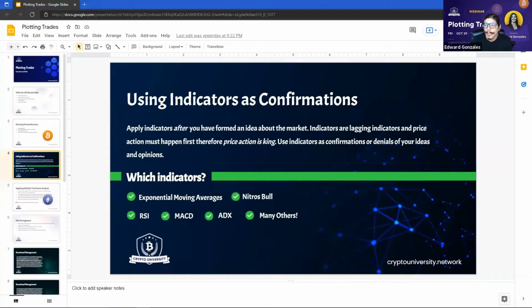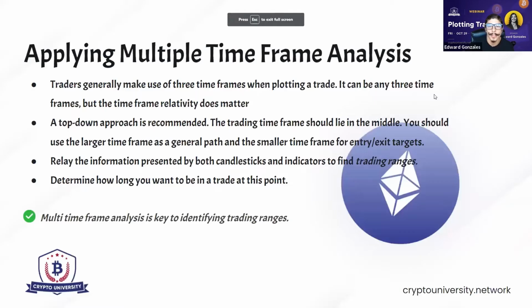All right. Now that we have used our indicators as confirmations, let's apply multiple time frame analysis. Traders generally make use of 3 time frames when trying to plot a trade. It can be any 3 time frames, but the time frame relativity does matter. If you're trying to be a day trader, you probably want to use the 4-hour time frame to chart your trades, the 1 hour for entries and exits, and the daily time frame for the larger picture. If you want to be a scalper, you might use 1 minute or 5 minute for entries, 15-minute for the trading idea range, and then the 1 hour time frame for the bigger picture.